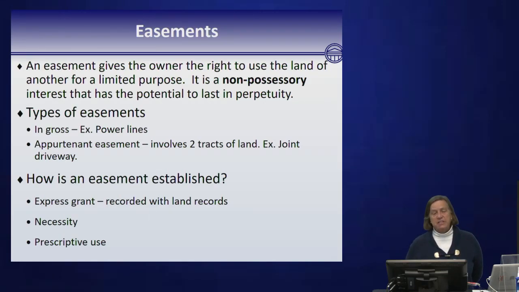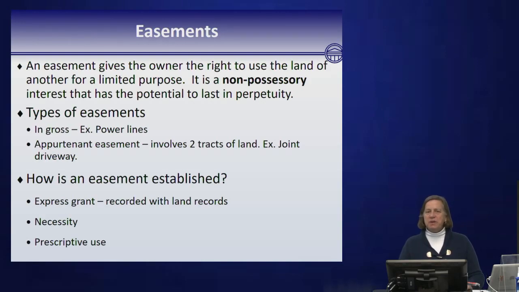There's another type of easement, and it involves 2 tracts of land, and an example would be a joint driveway. So easements can be established in several different ways. The most common way is by express grant. That is, with the easement being recorded with the land record. So if you're going to buy a piece of property, you can check and see what entities or what people have easements over your property.